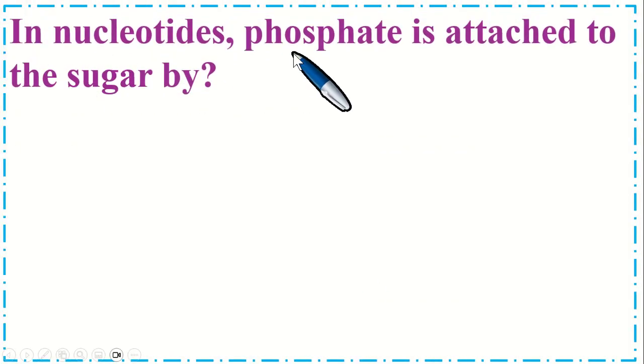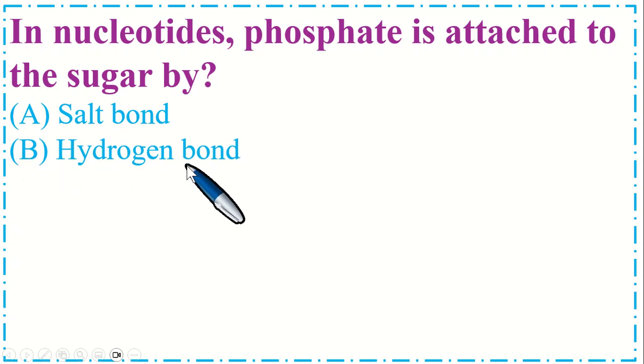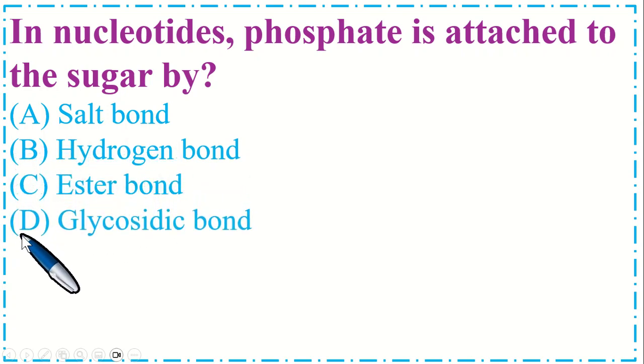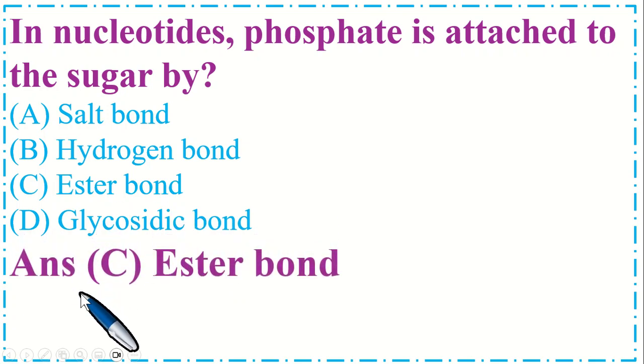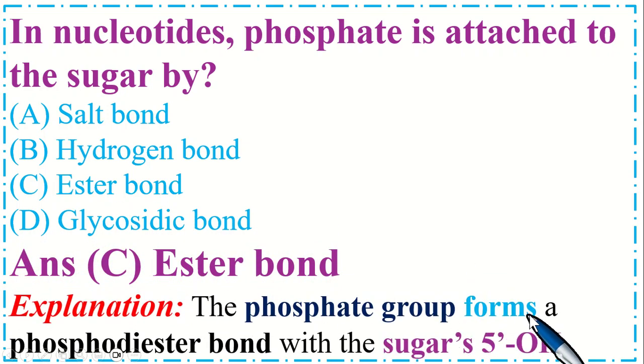In a nucleotide, phosphate is attached to the sugar by: option A, salt bond; B, hydrogen bond; C, ester bonds; and option D, glycosidic bond. So the correct option is C, ester bond. The phosphate group forms a phosphodiester bond with the sugar 5' hydroxyl group.